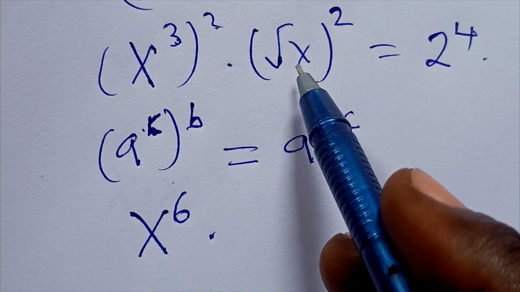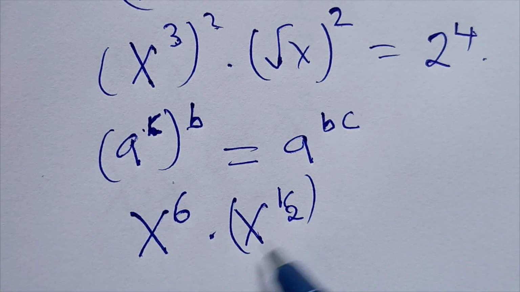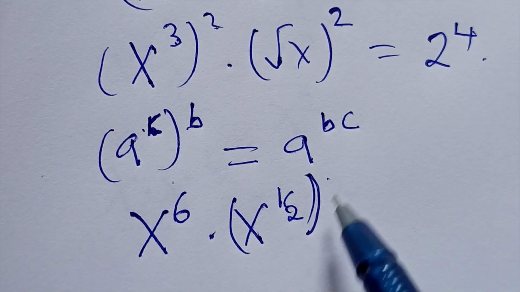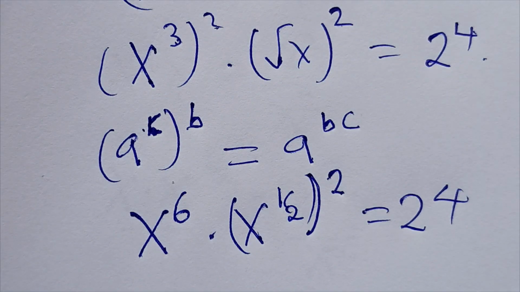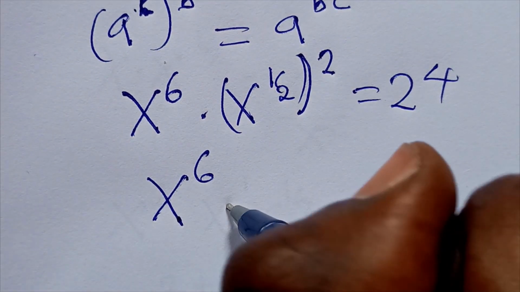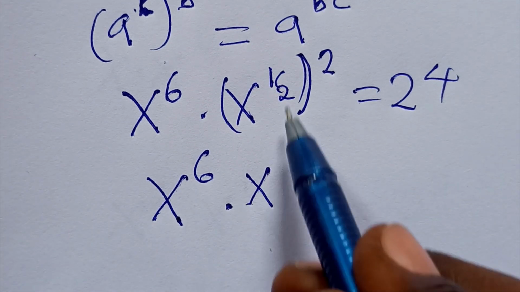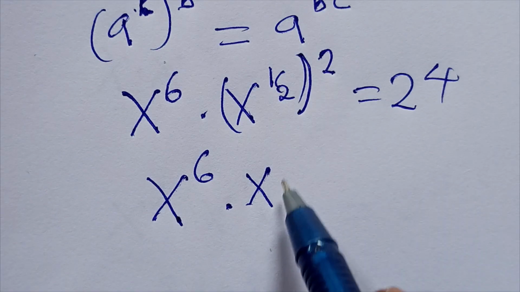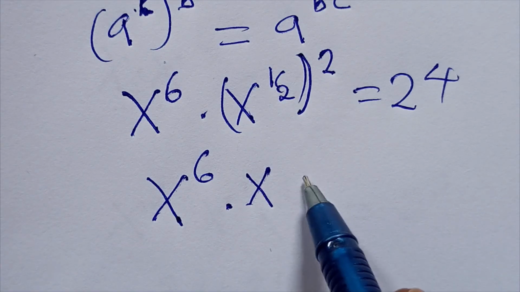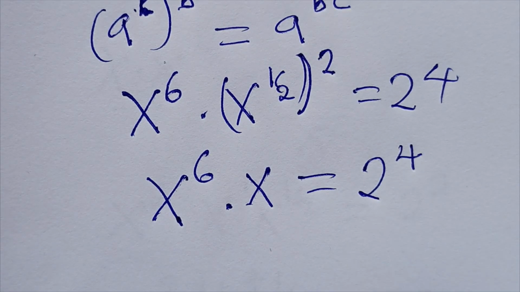You know that it's the same thing as writing it as x to the power of half. Then x to the power of half, but we have it raised to the power of 2, equals 2 to the power of 4. So we have x to the power of 6 now times. Already you know that we are going to be left with x here, because half times 2 is going to give us 1, and x to the power of 1 is the same thing as x. So we can write that equal to 2 to the power of 4.